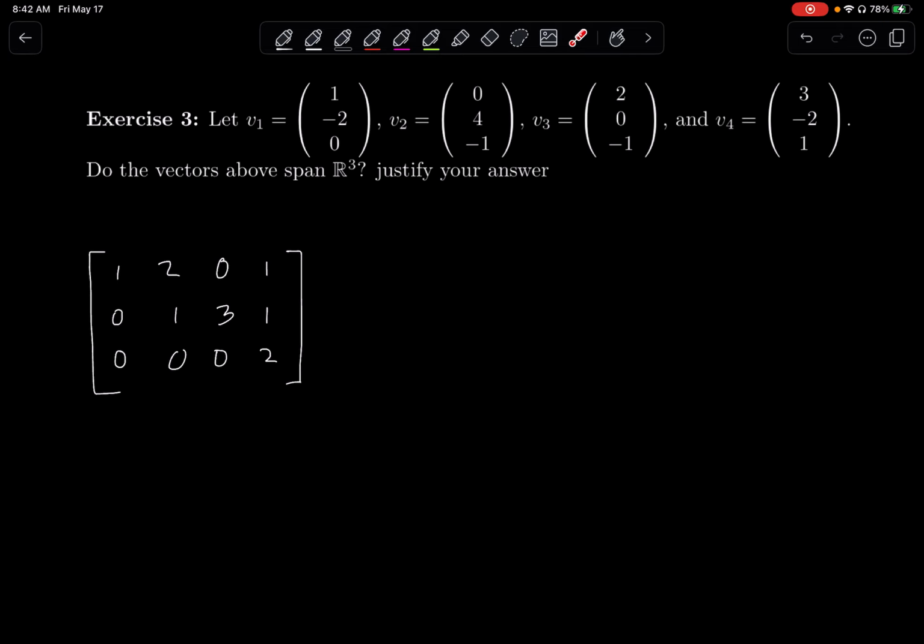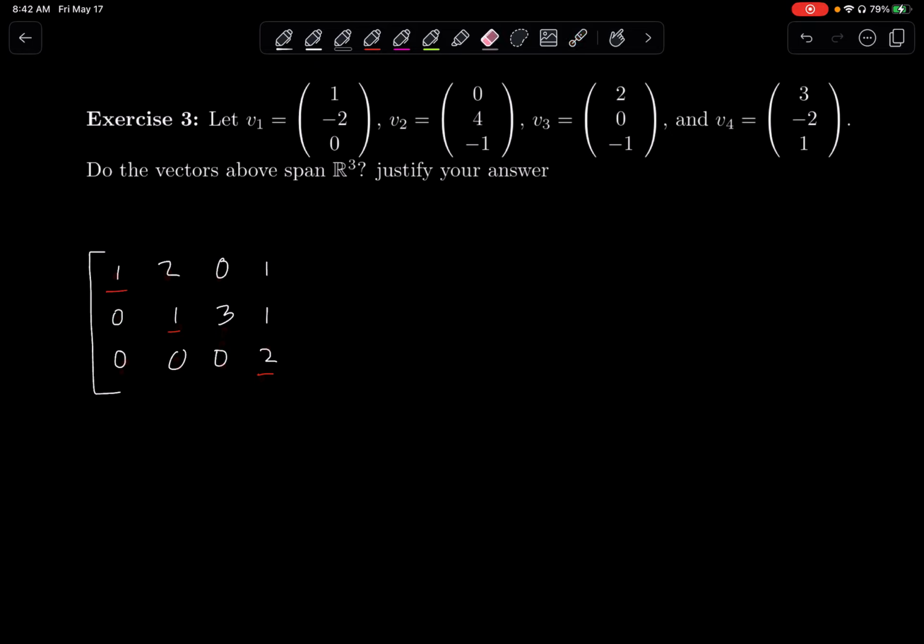First, I just want to identify that we have three pivots here. In row one, I have a pivot right here. In row two, my first non-zero entry is this one, so that's my pivot. And in row three, my pivot's down here. So what I have is a pivot in every row, and I'm tasked with finding out if these four vectors span R3. Why is it R3? It's because there are three components in each vector, so we're in R3.